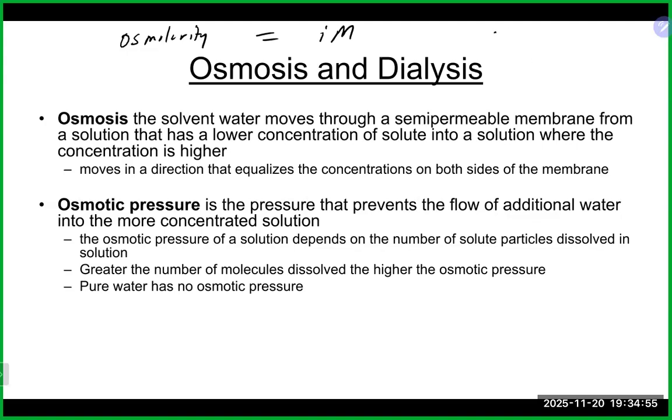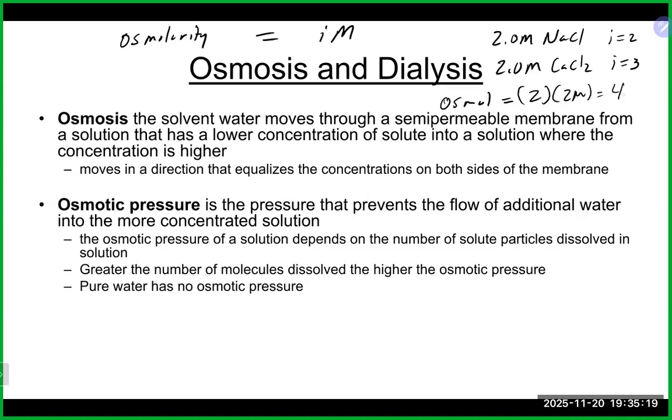If you had a 2 molar solution of sodium chloride versus a 2 molar solution of calcium chloride. As we saw earlier, our i would be 2 in this case, and our i would be 3 in this case. And if we calculate the osmolarity, which is sometimes abbreviated as osmol, for sodium chloride, it would be 2 times our 2 molar, which gives us 4 osmolarity. If we did it for our calcium chloride, the osmolarity would be 3 times our 2 molar, or 6 osmolarity.